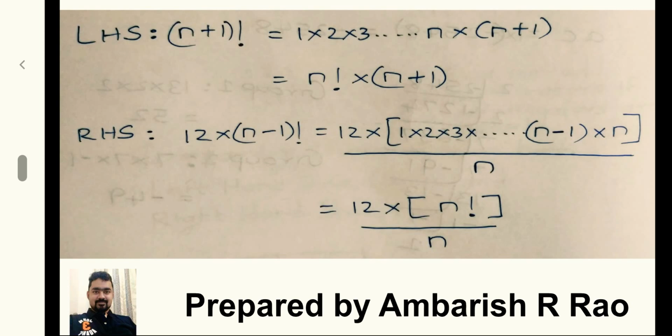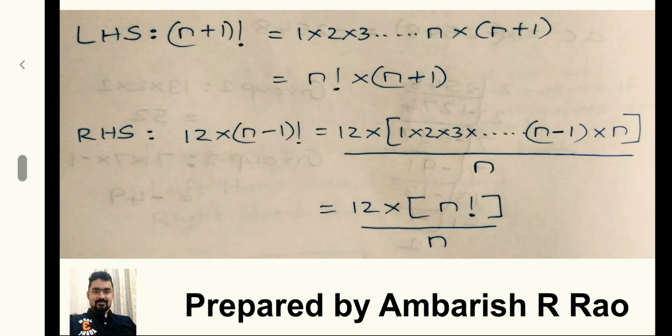On the right hand side, we have actually multiplied and divided by n so as to obtain n factorial in the numerator and leave the n in the denominator as such. Because you see, when we multiply (n minus 1) factorial with an n, we get n factorial because n succeeds n minus 1. Thus, on the right hand side, we obtain 12 into n factorial divided by n. Now you can see n factorial on both LHS and RHS.